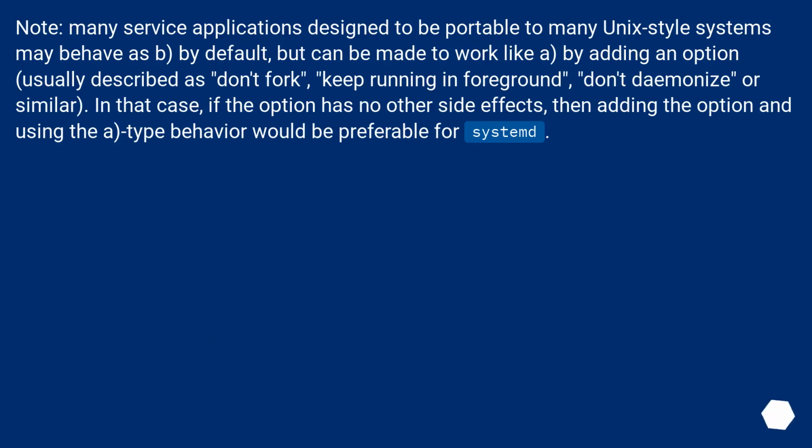Note: many service applications designed to be portable to many Unix-style systems may behave as B by default, but can be made to work like A by adding an option, usually described as "don't fork, keep running in foreground, don't daemonize" or similar. In that case, if the option has no other side effects, then adding the option and using the A type behavior would be preferable for systemd.